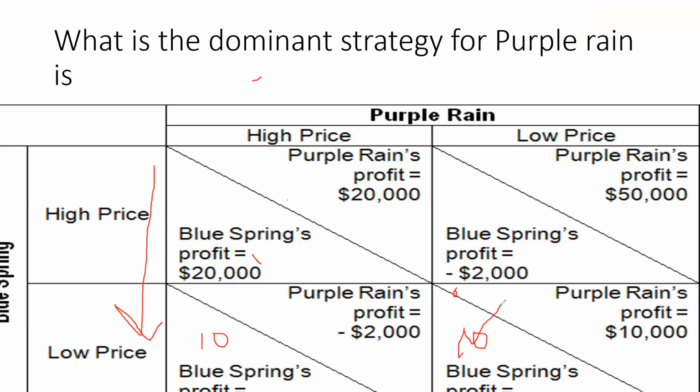Now, if I want to see what Purple Rain's going to do, look across. If Blue Spring goes high, what should Purple Rain do? Purple Rain should go low. And then if Blue Spring goes low, Purple Rain should also go low. So they have a dominant strategy of low. And then the Nash equilibrium is bottom right. Yes. That makes sense.